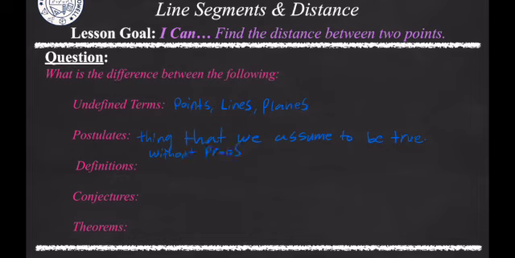Well, you may be wondering, that sounds a lot like undefined terms. So what's the main difference? The main difference is that undefined terms are basic ideas. They are objects in geometry. A point is an object. A line is an object. A plane is an object. A postulate is a basic truth that we know is true. It's a rule that we know is true. So that's the main difference. One is talking more about objects. The other one is talking about basic truths.